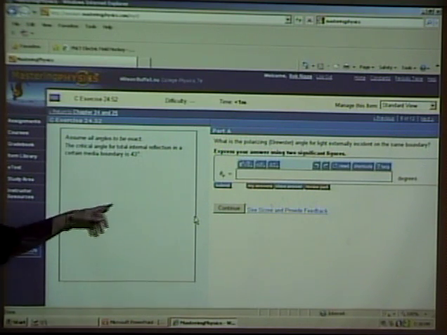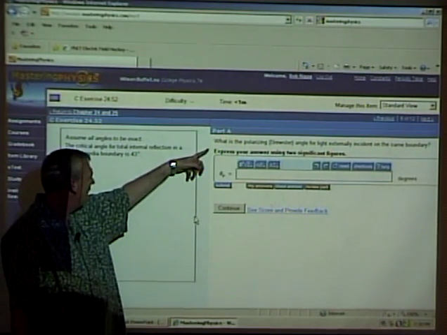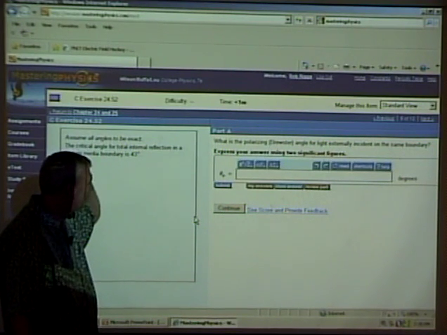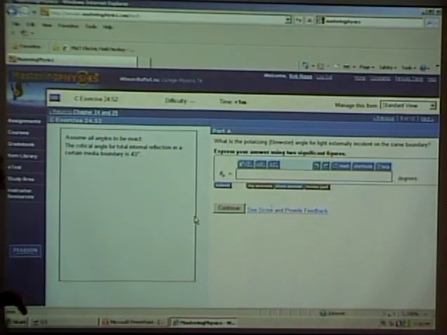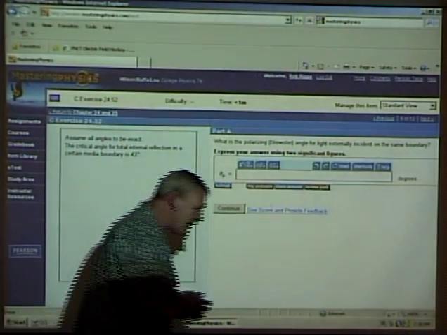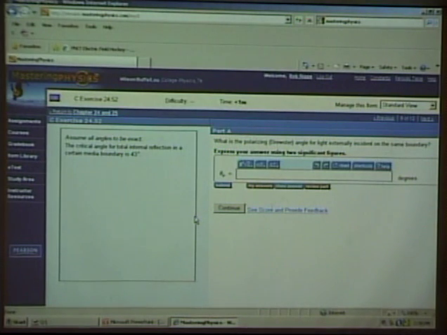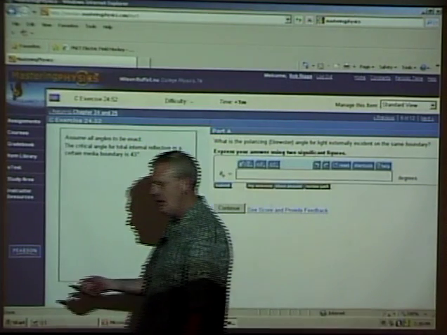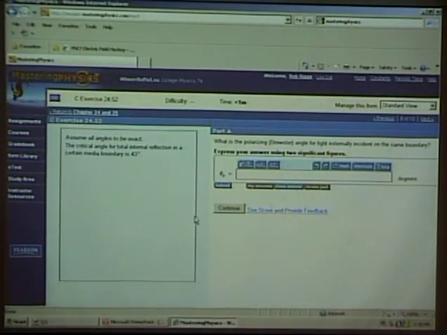But anyway. All right, so it says, what is the polarizing Brewster angle for light externally incident on the same boundary? Okay, the critical angle, this is good. So critical angle, we're also going to have to assume what? That we're doing air, all right? That n1 is equal to 1.00. Now, to do this problem though, they gave us the critical angle.